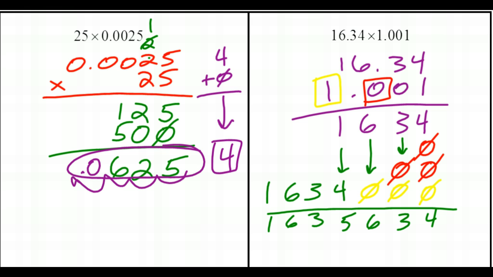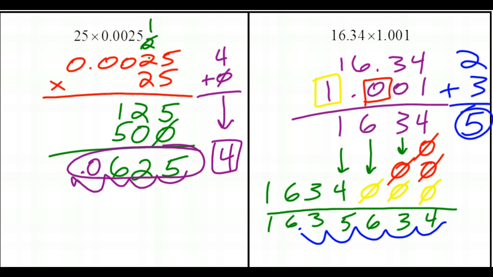So now, if we just had 1,634 times 1,001, we would have 1,635,634. Of course, we have decimal points here, so we need to know how many places to move them. 2 decimal places in 16 and 34 hundredths. 3 decimal places in 1 and 1,000 gives us a total of 5. So 1, 2, 3, 4, 5. And we have 16 and 35,634 hundredths.